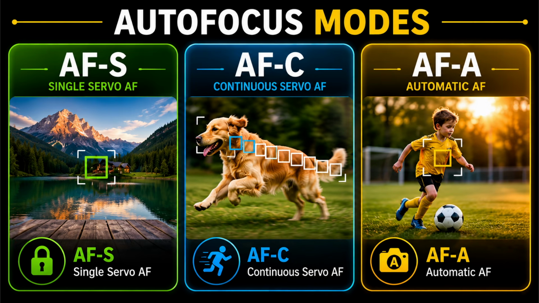If you're ever unsure which mode to choose, ask yourself a simple question: will my subject still be in exactly the same place when I press the shutter? If the answer is yes, then AFS is usually the best choice. If the answer is no, or I'm not sure, switch to AFC and let the camera track the movement for you. That one simple habit will dramatically improve the number of sharp photographs that you take.